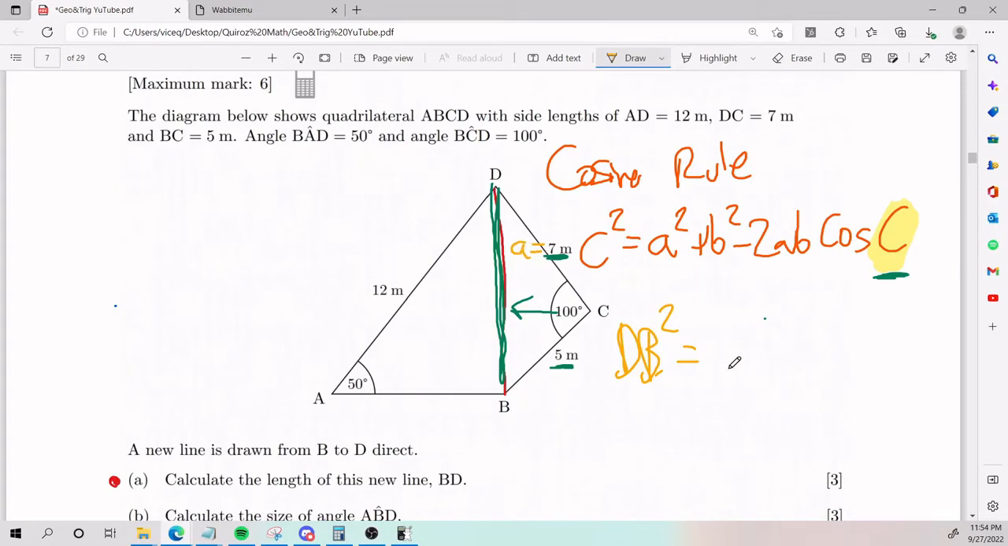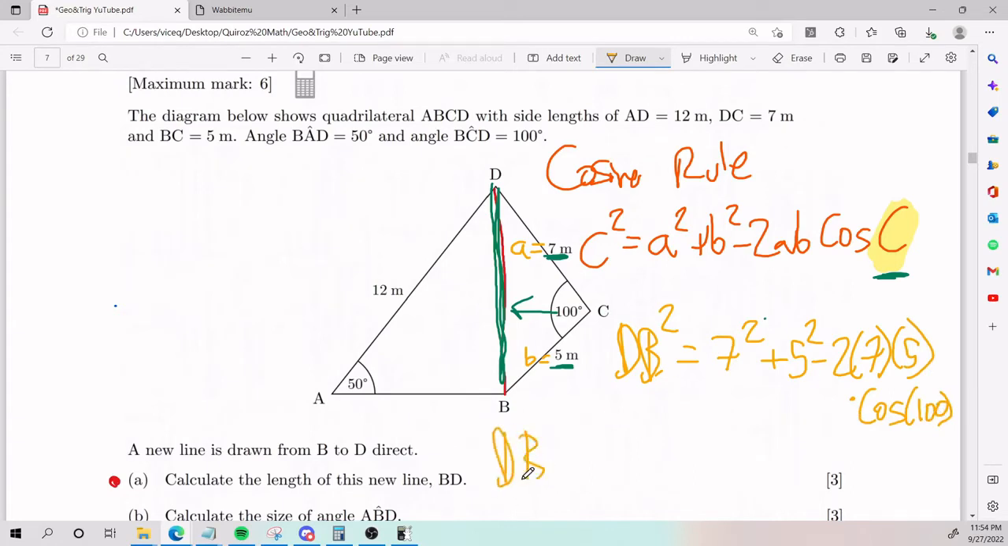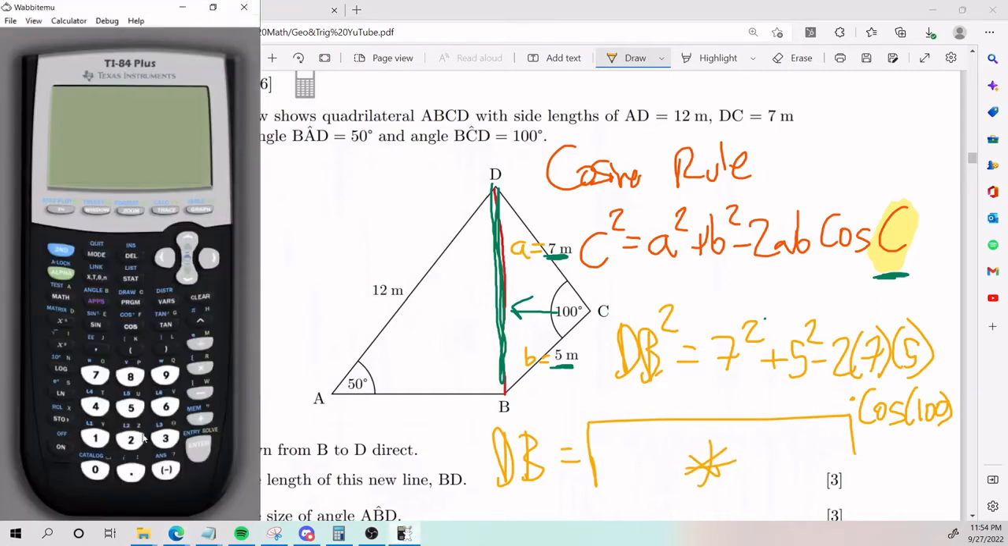So, it's going to be 7 squared. I'm going to call this guy B, ¿cierto? Plus 5 squared minus 2 times 7 times 5 times, sorry, I ran out of space, cosine C, cosine 100. All right, that is how you set it up. So dB is the square root of that whole thing. Now that whole thing, trust me, I'm going to do on my calculator now.